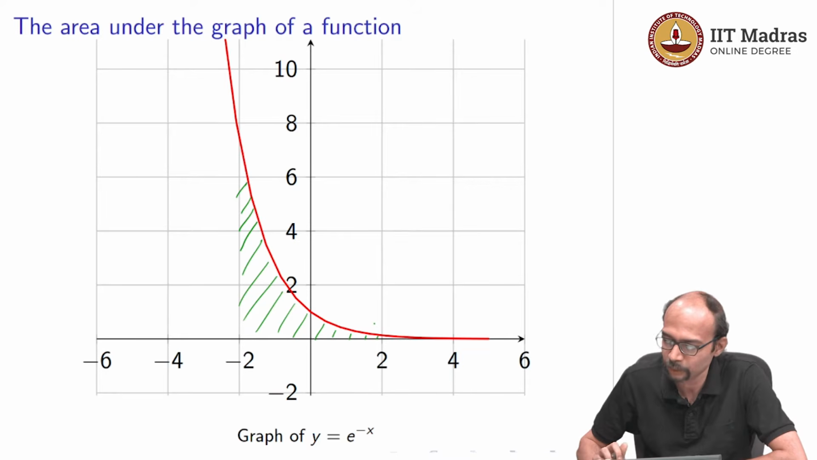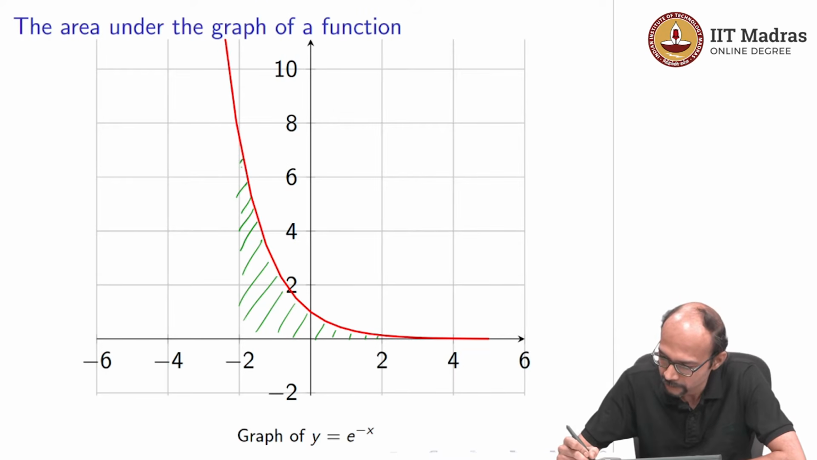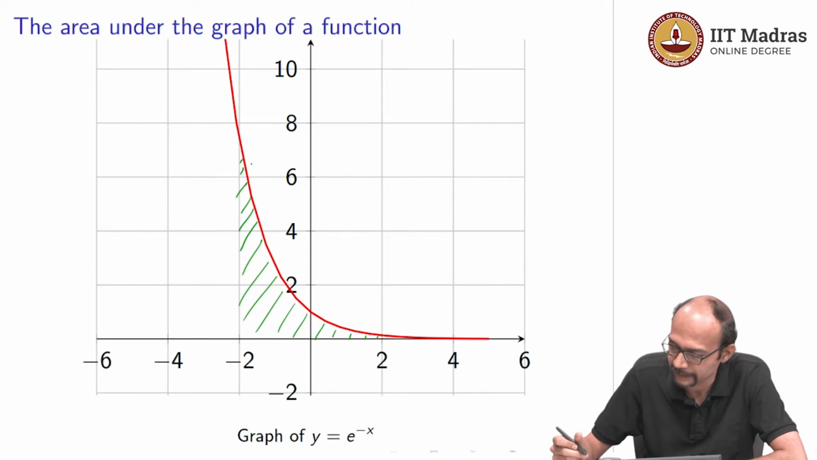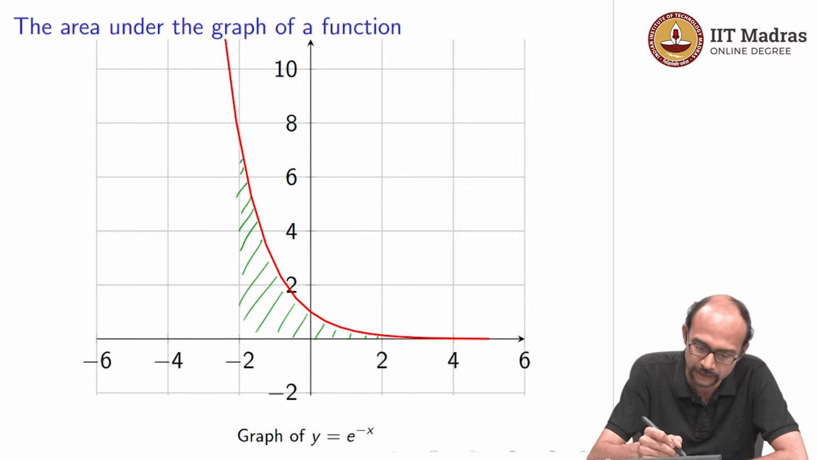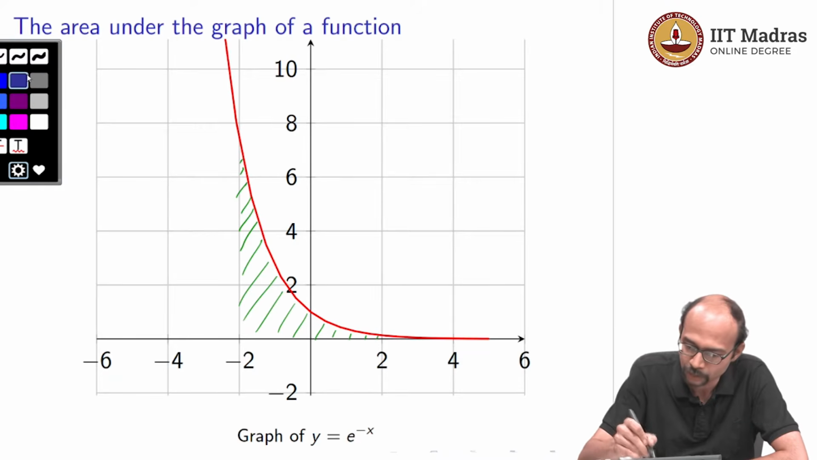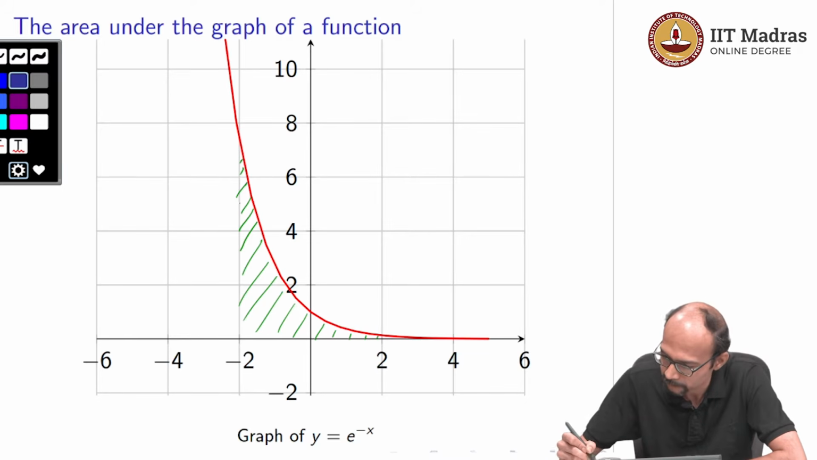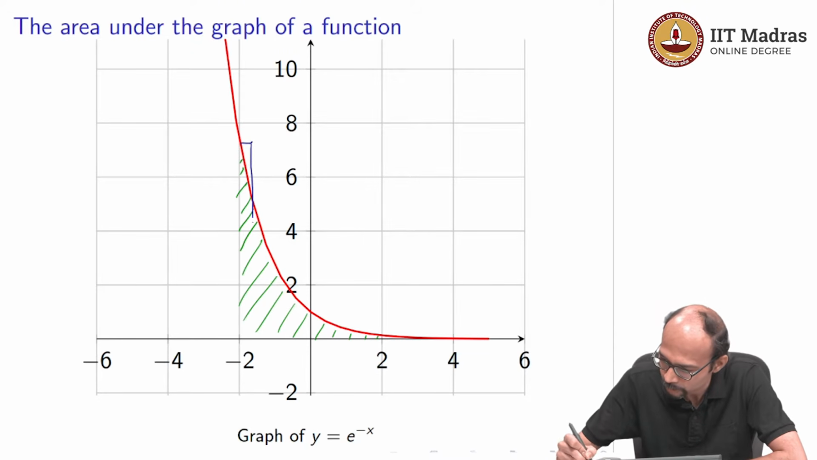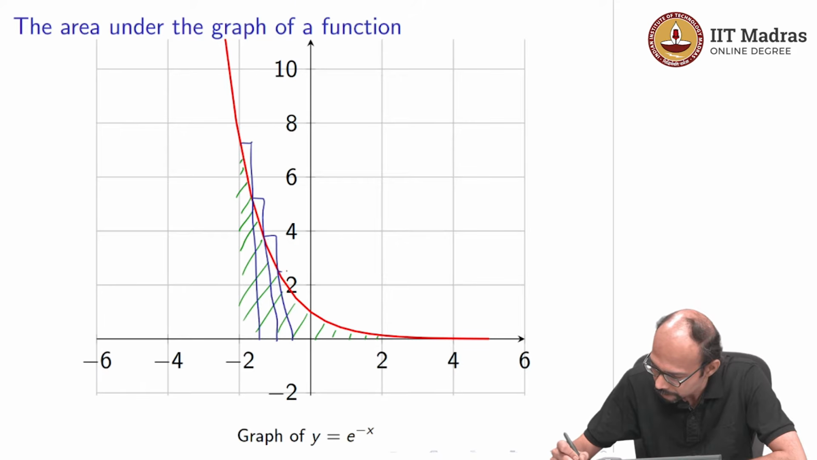One strategy for doing this is to approximate it by rectangles. What kind of rectangles do we take? Here's one idea. We could choose rectangles like this. Here's minus 2. So I choose a rectangle like this, I choose a rectangle like this, and then this, then here, here, here, here. You can see what I am doing.